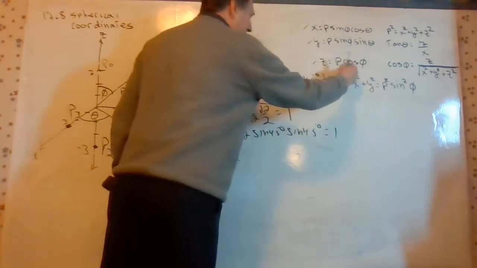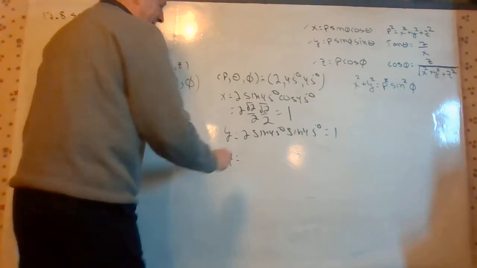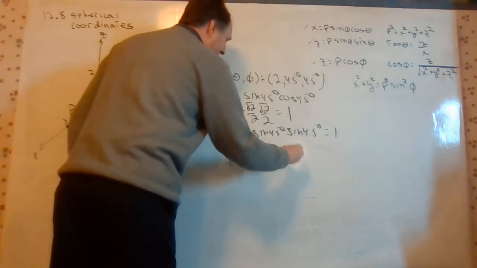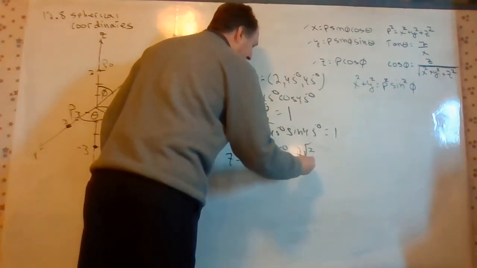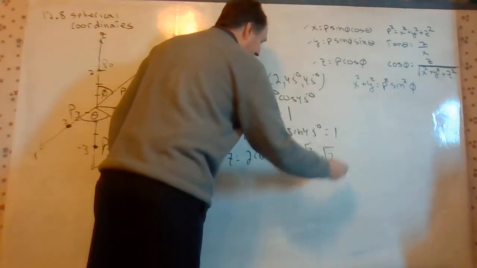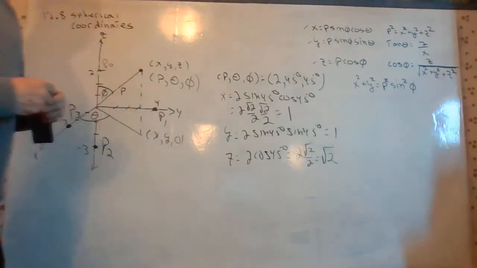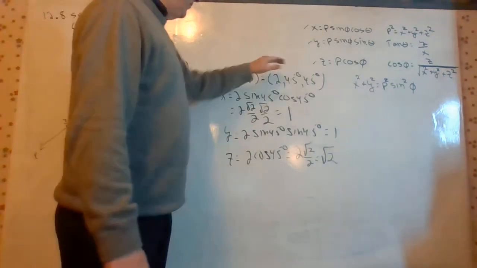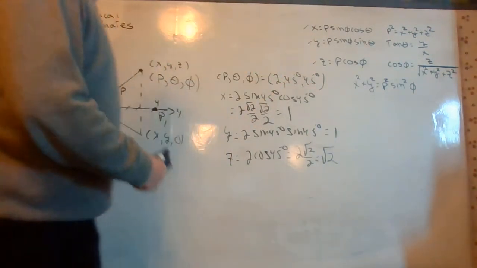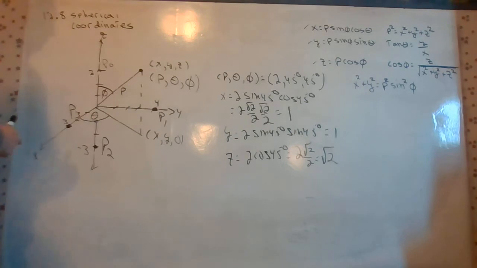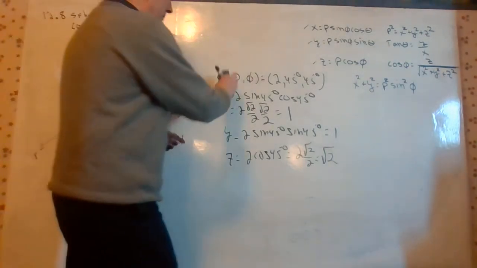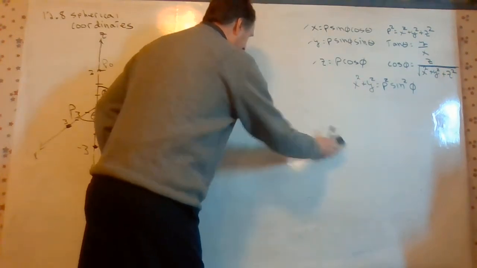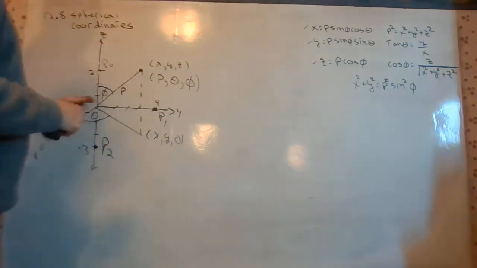Z equals rho cosine phi. Okay, 2 cosine 45, 2 radical 2 over 2, so radical 2. Okay, that's always very simple. Converting from spherical to rectangular, straight computation. So let's do one more example, and I'll show you how to go from rectangular to spherical. It could be a little more complicated.